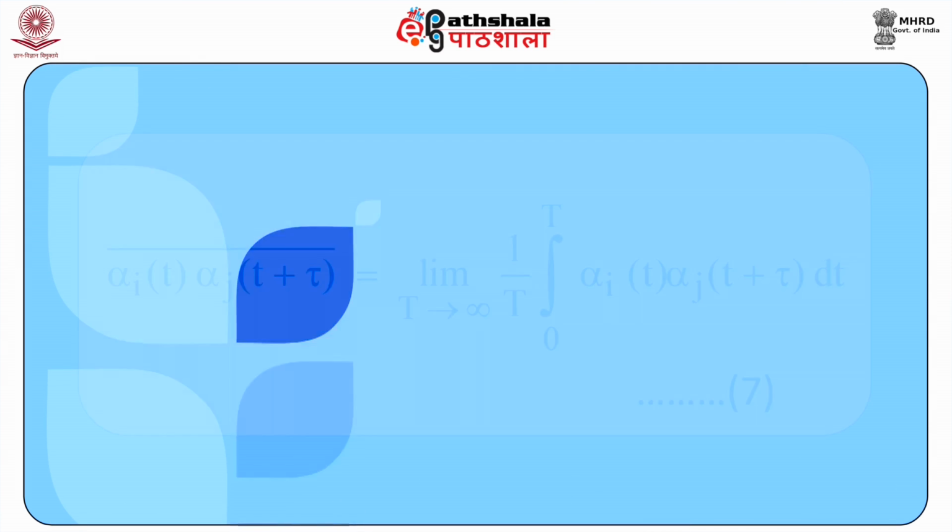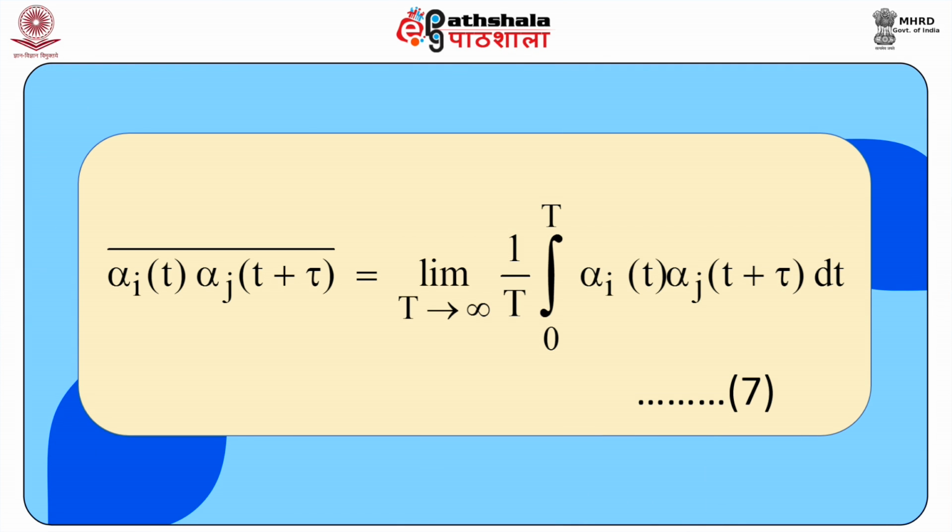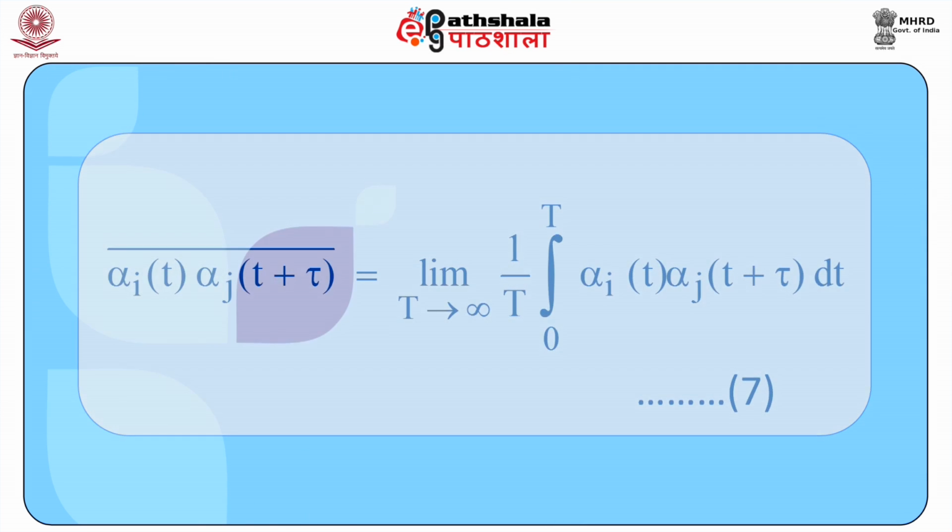Now, generalizing the concept of correlation fluctuation, consider a fluctuating parameter alpha i, which has the value alpha i at time t and alpha j after time tau, and then the product of both these quantities is taken. So, the average value of this product during a sufficiently long lapse of time is given by equation 7. That is, the time average is also equal to the ensemble average according to the ergodic theorem.